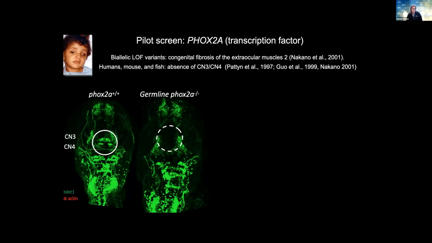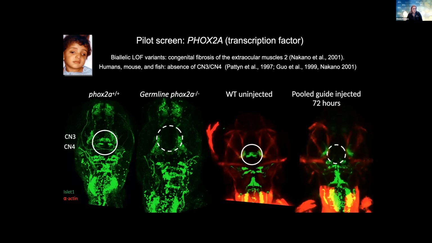She first tested whether she could recapitulate known CCDDs that result from loss of function variants. And here we'd reported a long time ago that loss of function variants in the transcription factor FOXA2 cause a disorder called CFEOM type 2. And we and others found that with loss of FOXA2 in mice, or as you see here in germline fish, you find absence of the oculomotor and trochlear nuclei and nerves. Note that on the wild type on the left, the circle contains the 2 nuclei, while the dashed circle on the right is empty. And so Julie successfully recapitulated these germline findings at 72 hours using the injected pooled guides.